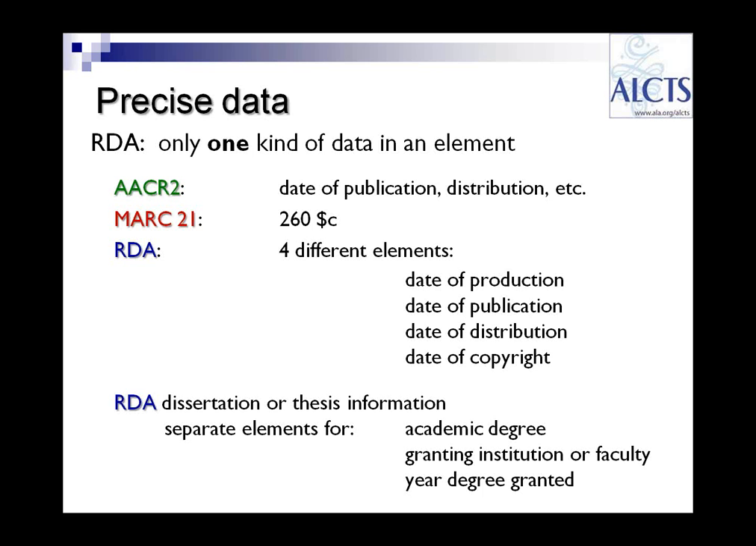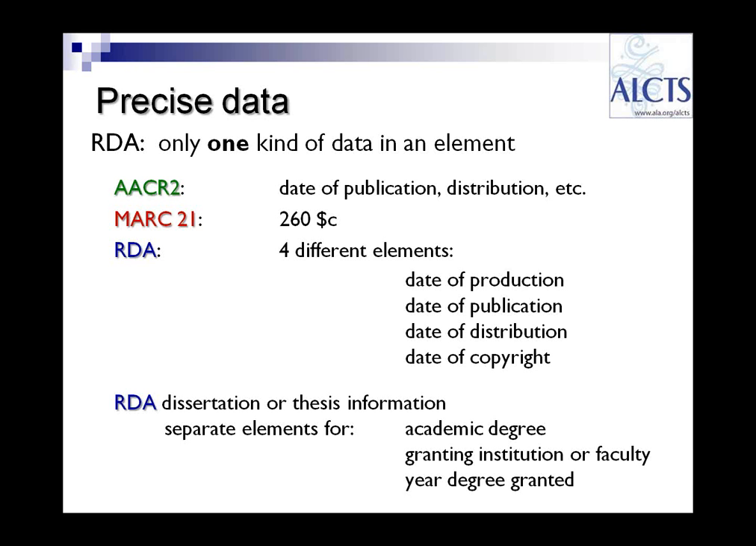Some of the elements in AACR2 right away tell you that there's going to be ambiguous data. For example, the element date of publication, distribution, etc. That already tells you there's a lot of things that could possibly be there. RDA defines 4 different elements: date of production, date of publication, date of distribution, and date of copyright. On day 1 of implementation, all 4 different elements will in fact map to the $c of the 260. But the intention is that these are different elements and they should be kept as distinct data elements.